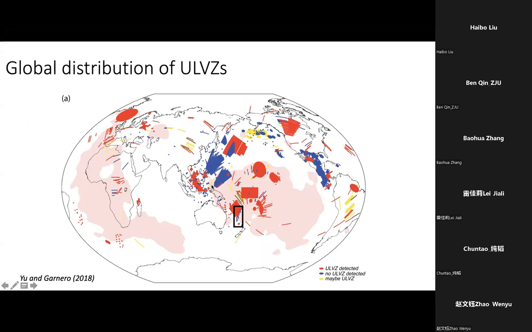So this figure is also from Yu and Garnero's work, in which they compiled the reported ultra-low velocity zone locations. And here actually, I'll show you something.